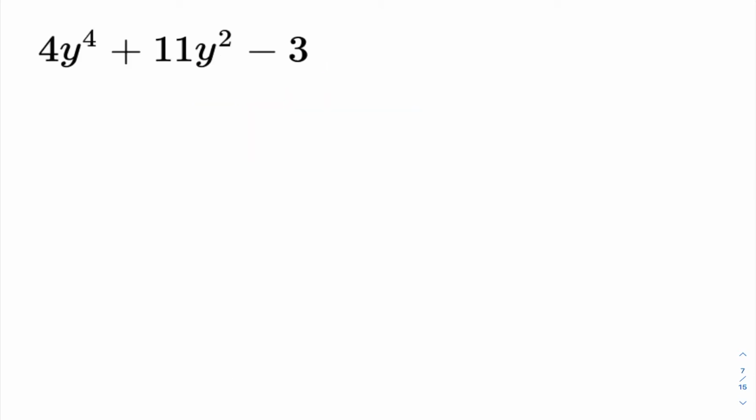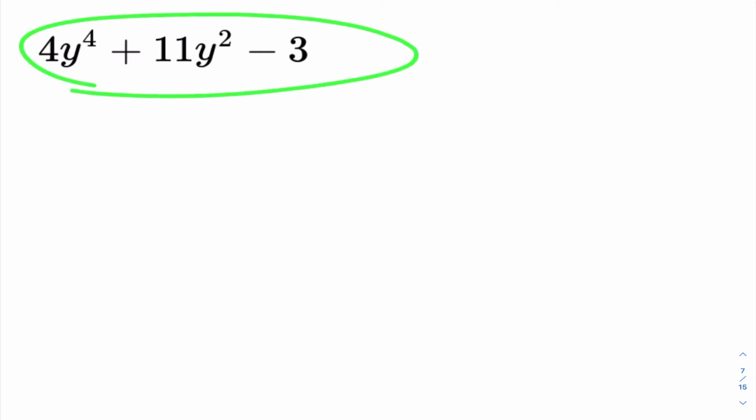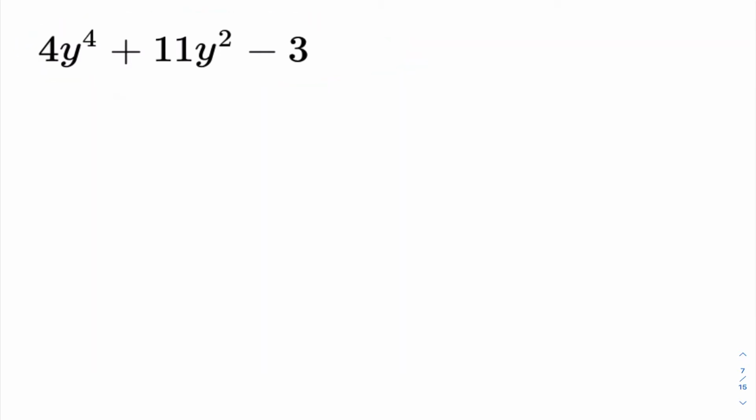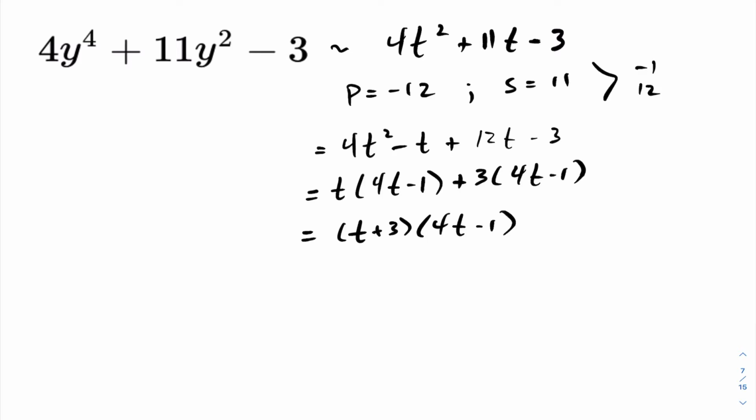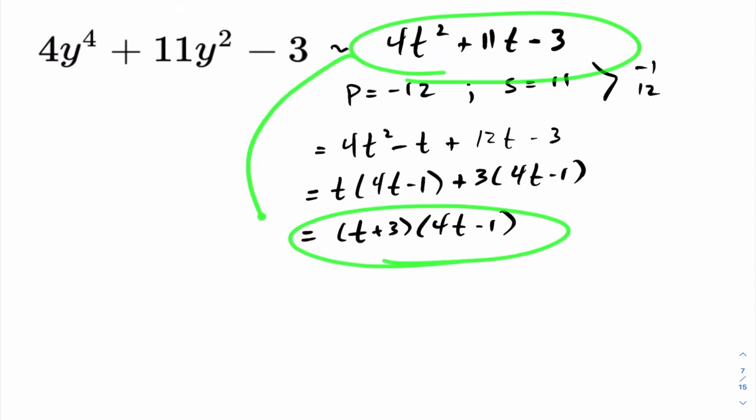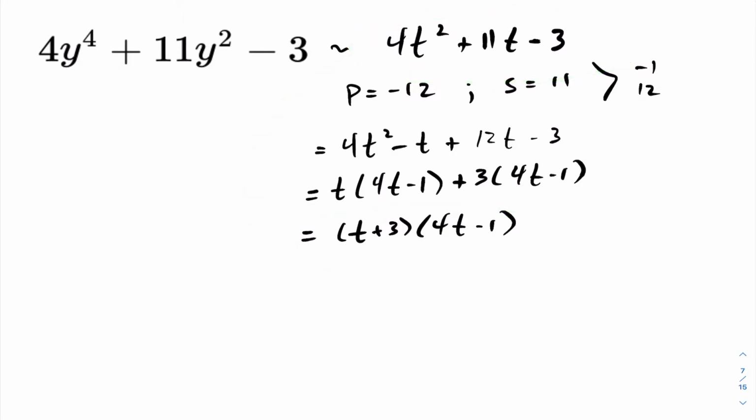In the next example, it's the same idea. We have a degree 4 polynomial, but it's in the same structure as a quadratic. It looks a lot like 4t squared plus 11t minus 3. So let's go ahead and factor this as if it was this degree 2 polynomial. Doing so, we can do charting or decomposition here. I'm going to go ahead and do decomposition. So using decomposition, going through the process, we end up getting that the polynomial 4t squared plus 11t minus 3 factors into t plus 3 times 4t minus 1.